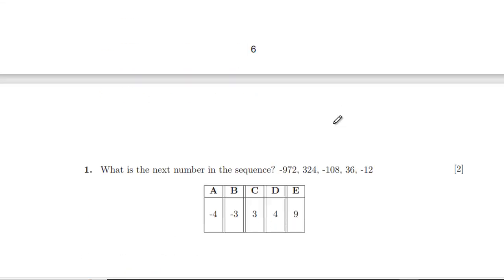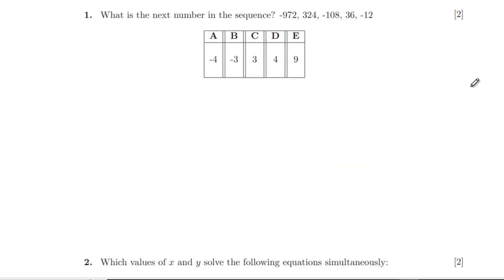Right, so what are we starting with? What's the next number in this sequence? Some big numbers, so let's go to the small end. Well, that's a minus a third, that's minus a third, that is all times minus a third. So we're going to end up with 4, which is D.